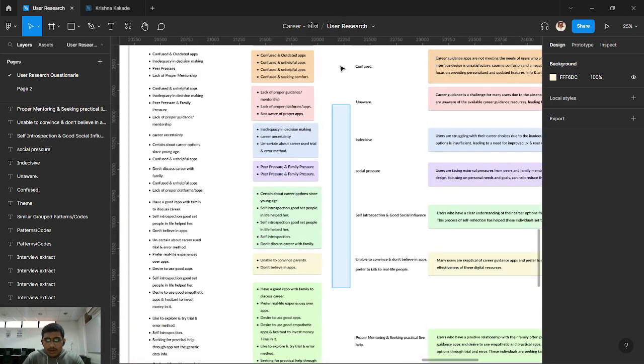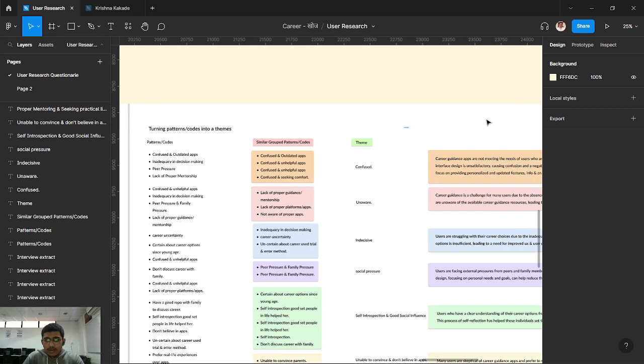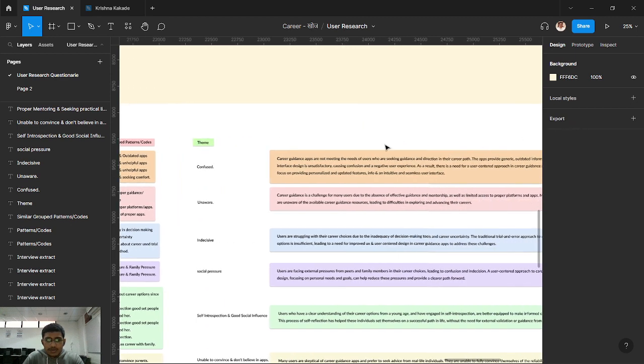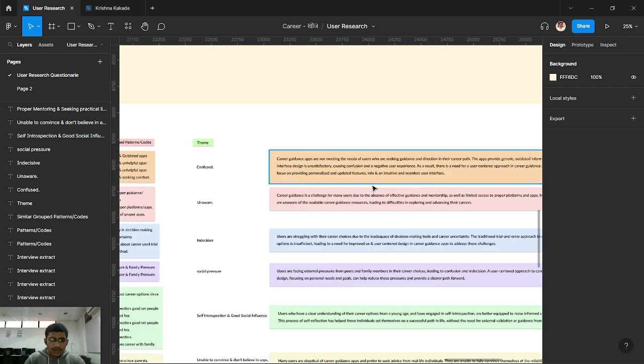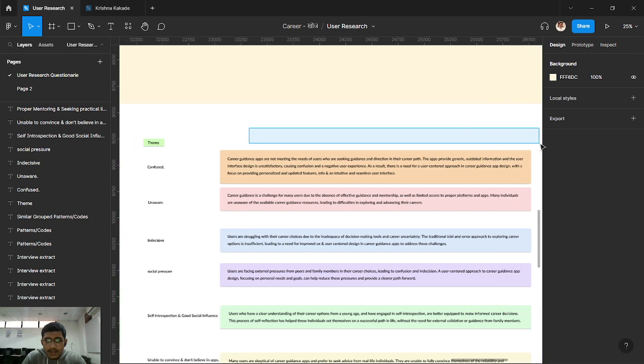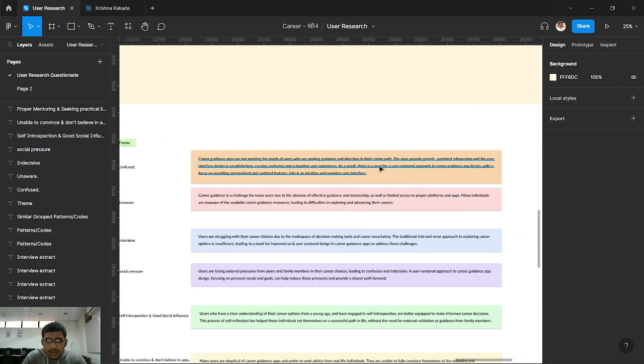So now you can also get how the thematic analysis works. Later we have to give character to that theme: career guidance apps are not meeting the needs of users who are seeking guidance and direction in their career path. So they are confused about whatever applications are available over there.